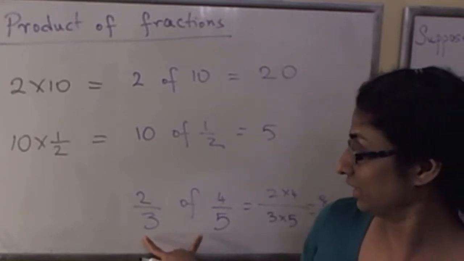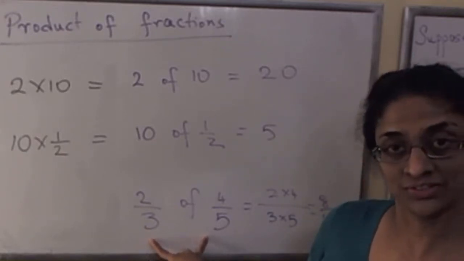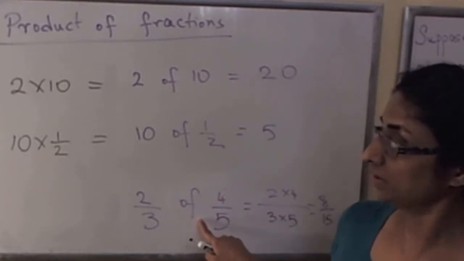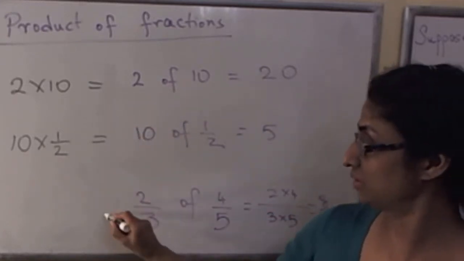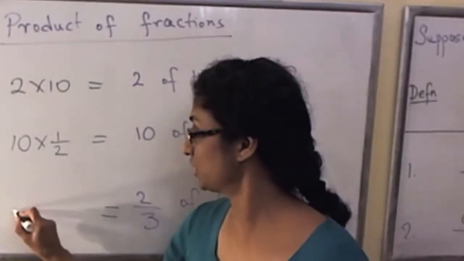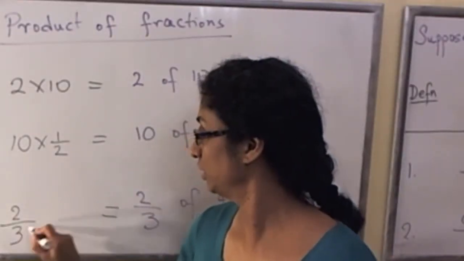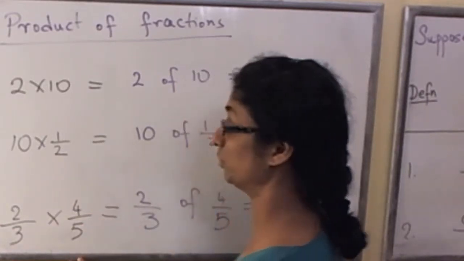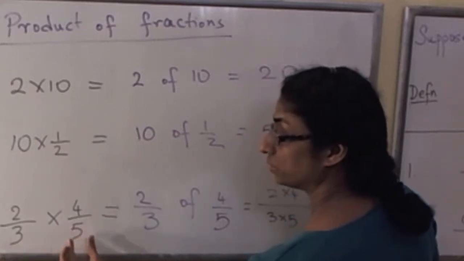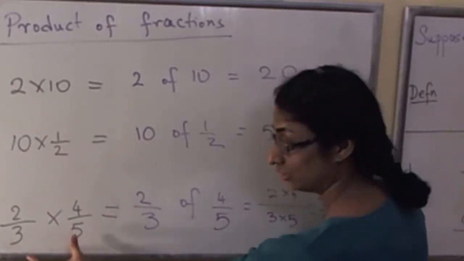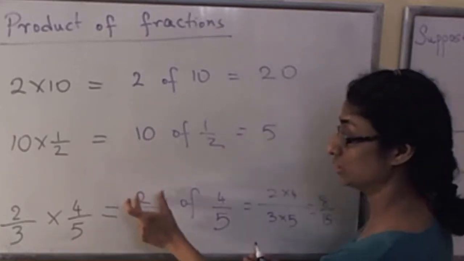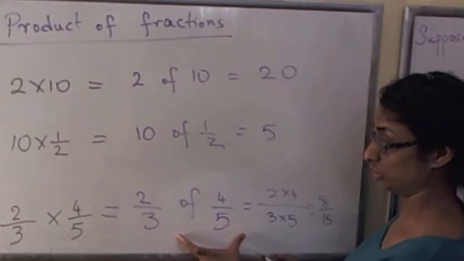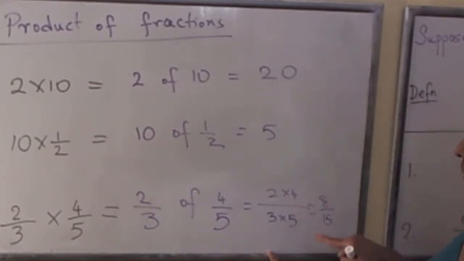So now we would like a shorthand notation for this phrase, 2/3 of 4/5, without the word of. Following the same logic, it seems reasonable to use this notation, 2/3 times 4/5. In other words, a fraction multiplied by another fraction, by definition, is 2/3 of 4/5, and by our previous reasoning, 2/3 of 4/5 is this fraction, and so on.